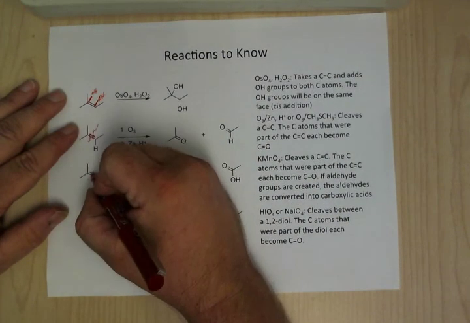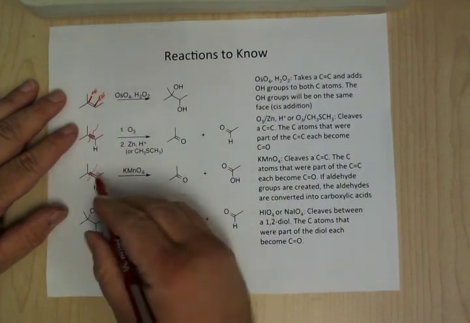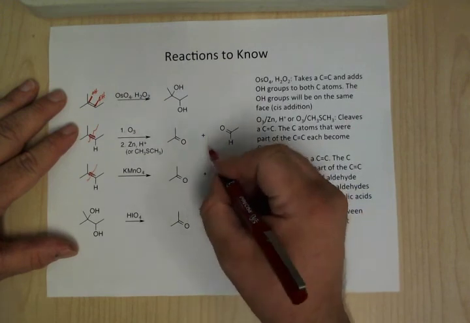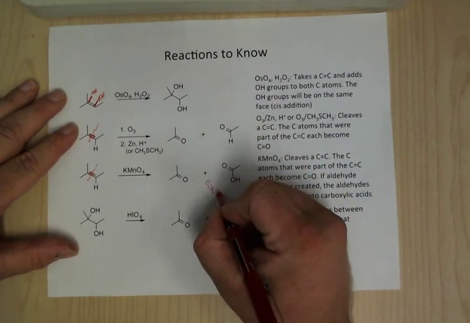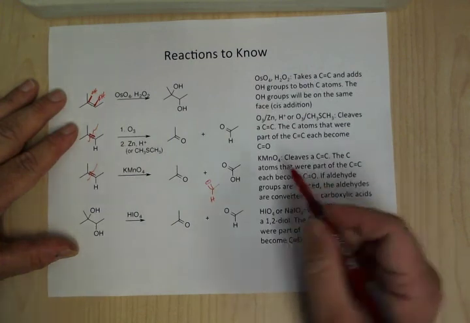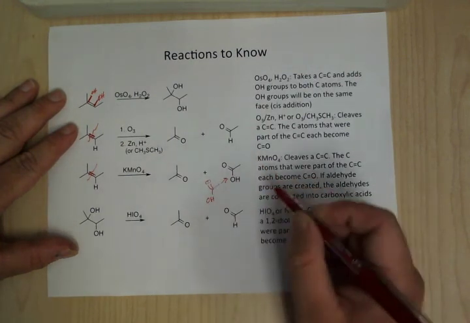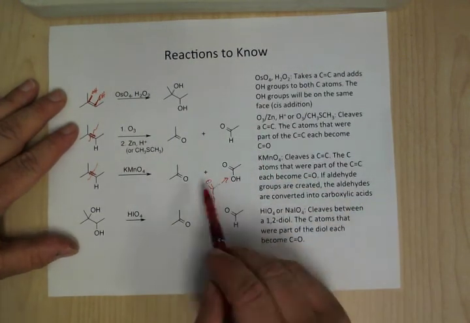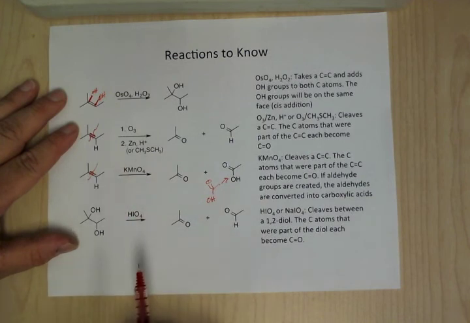Exact same thing happens with the permanganate, but you end up making the carboxylic acid, so this ends up getting converted into the OH. The aldehyde is still reactive to the KMnO4.